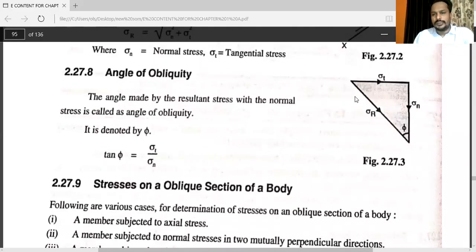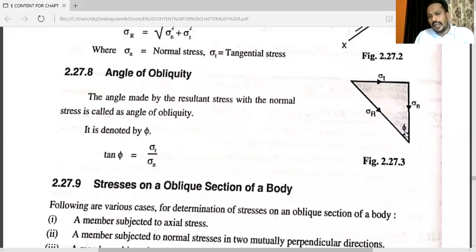Angle of obliquity. You can see here, this one is phi, the angle of obliquity. This is the tangential stress, sigma t. This is the normal stress, sigma n. And this one is sigma r, the resultant stress. The angle made by the resultant stress with the normal stress is called the angle of obliquity, and it is denoted by phi. So here the formula is tan phi is equal to sigma t upon sigma n.